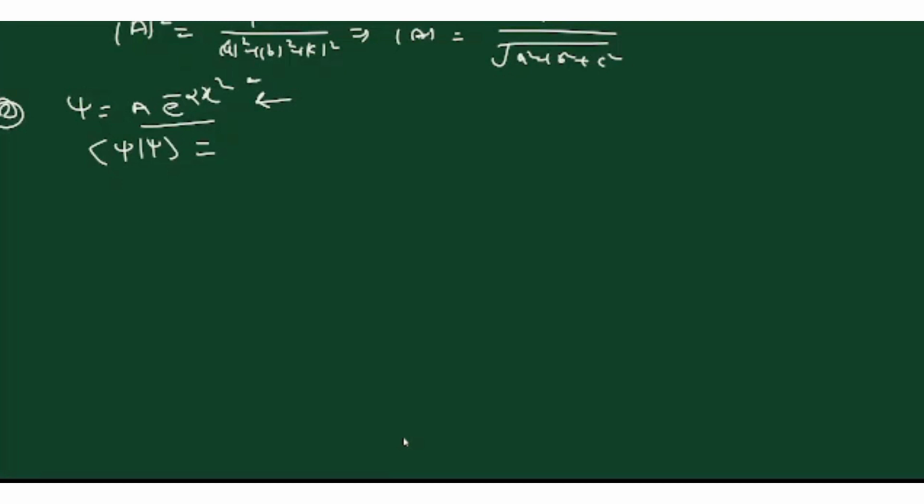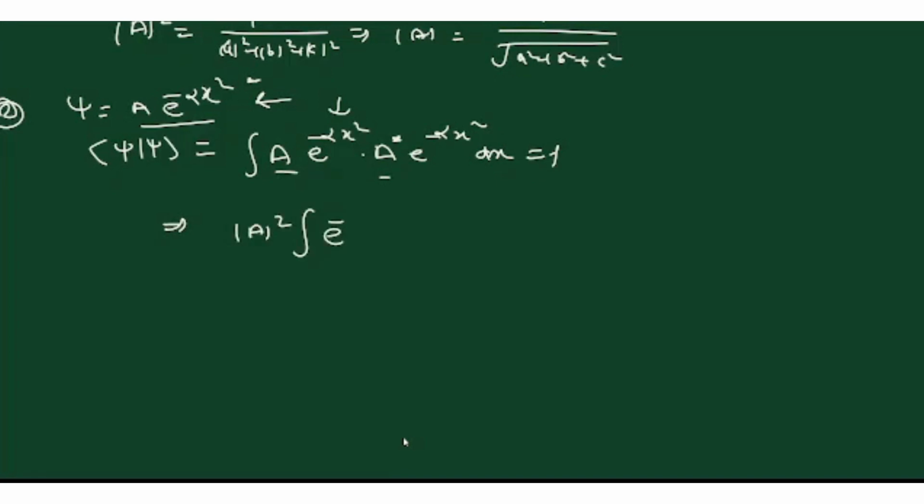So we will integrate this: a into e to the power minus alpha x square, and this is real, so it will not change. In the conjugate form, it's also the same thing: a e to the power minus alpha x square, its star, dx. We will integrate this function. A is a constant, so we take out a square, and this becomes e to the power minus 2 alpha x square dx is equal to 1.